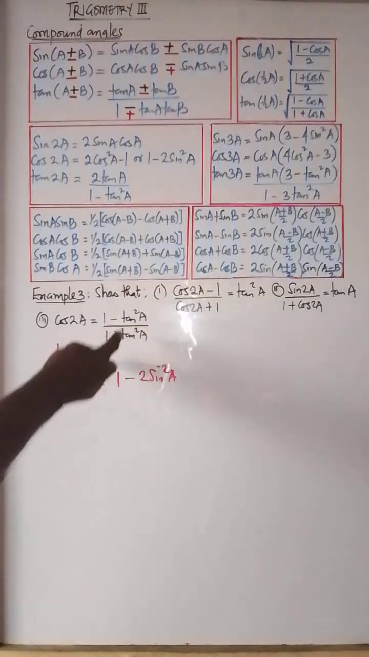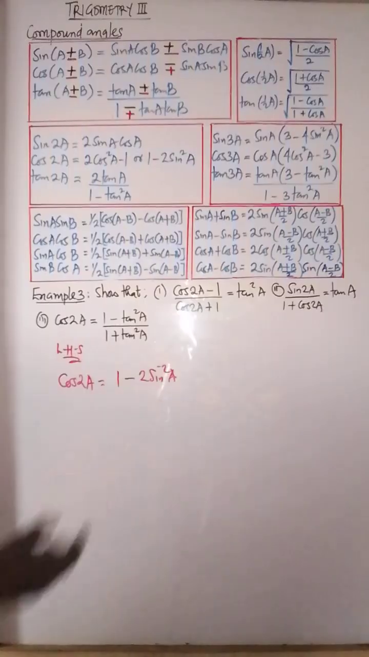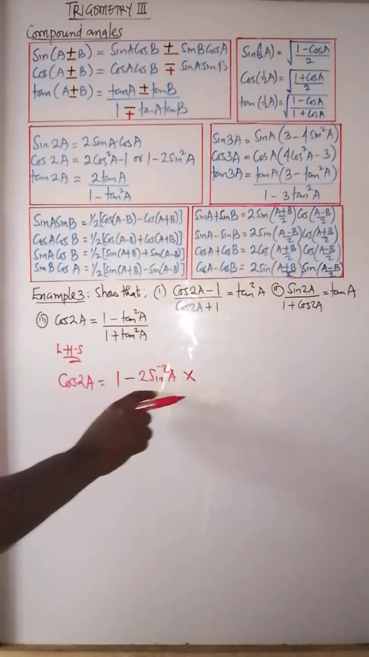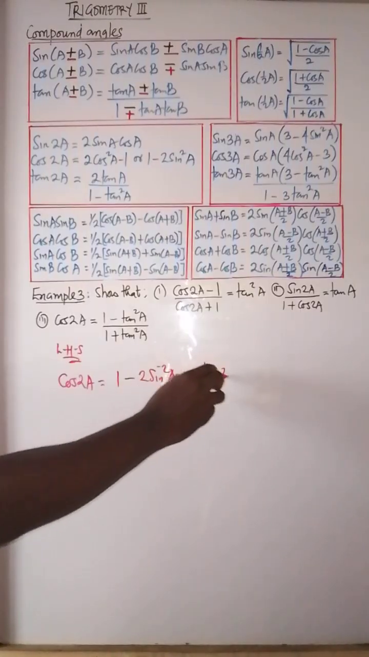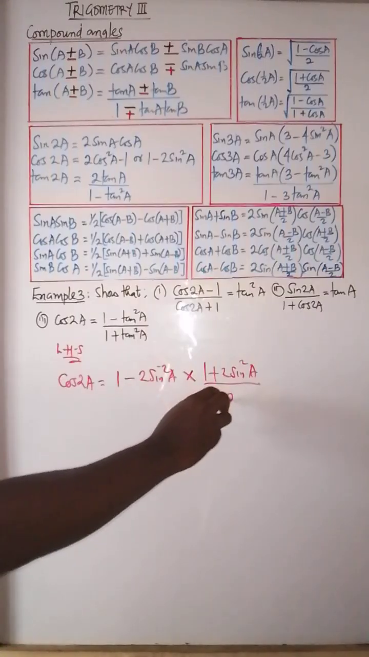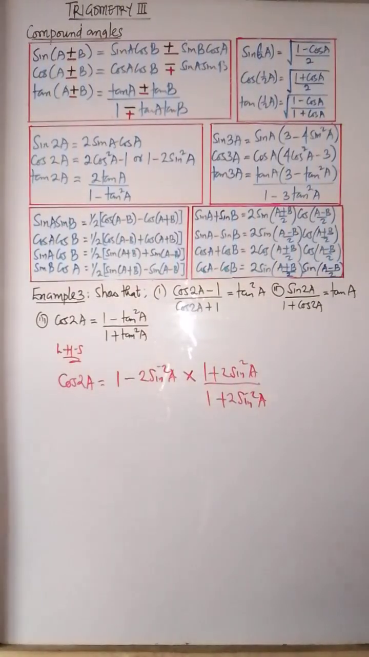Now, for a question involving fractions, I told you earlier on, we can use the difference of two squares. But now, this one doesn't have a fraction, and we want to include a fraction. So we can also rationalize in another manner. What's the conjugate of this one? That will be 1 plus 2 sine square A over 1 plus 2 sine square A. I don't know where this will take me, but let's see.